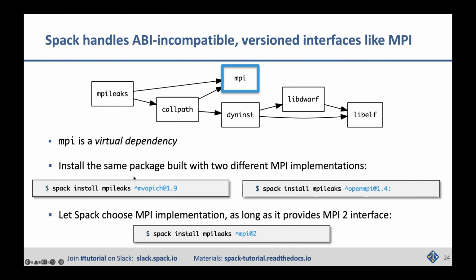And then the cool thing for the user is they can use the same syntax. So spack install mpileaks ^mpich@1.9, or spack install mpileaks ^openmpi@1.4 or higher, to install a specific version of MPI that they want.